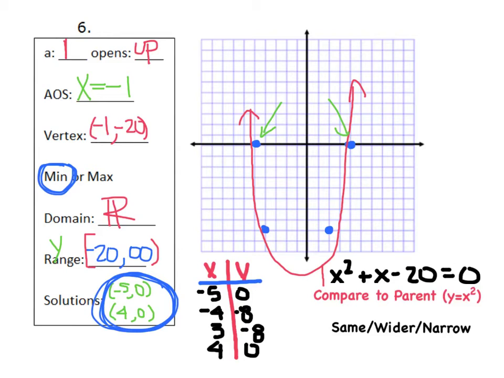Alright? Last thing I want to talk about is this graph compared to the parent, which is y equals x squared. Is it the same, wider, or narrow? Remember what we talked about. The wider it is, the smaller the number. Doesn't matter if it's positive or negative, the smaller the number. So it's usually numbers less than 1, which are proper fractions. The narrower it gets, which is skinnier, the bigger your number. Remember, your parent has a value of 1. So if this graph also has an a value of 1, then therefore their widths are the same. They didn't change.